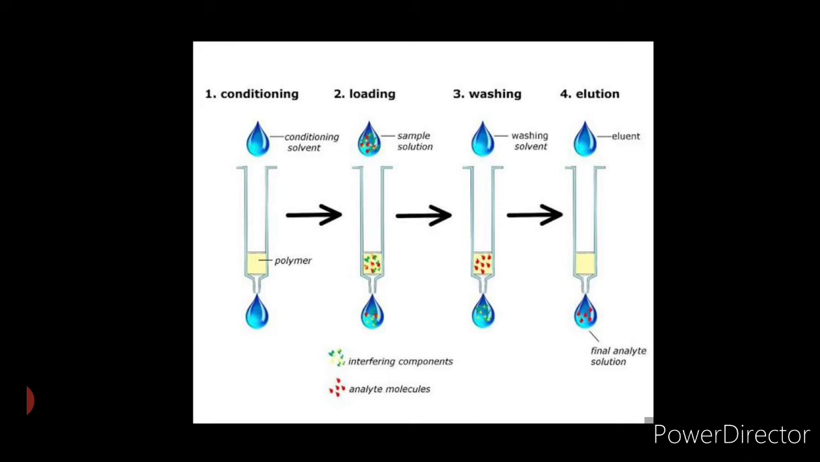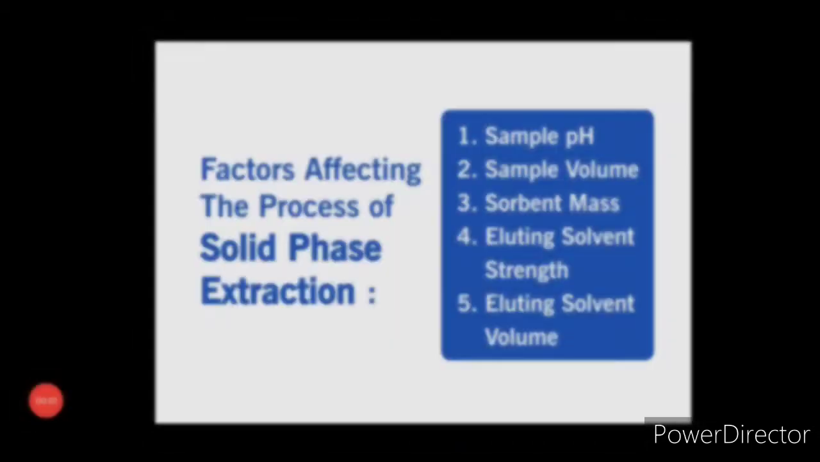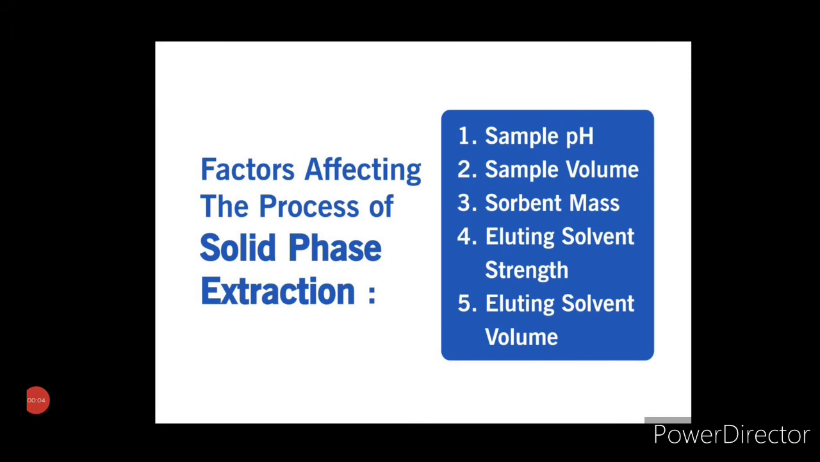So today, the topic that is the factors that affect the process of solid phase extraction is basically the extension to what I have already discussed in the solid phase extraction video. So without further ado, let us all understand what are the factors that affect the process of SPE, that is solid phase extraction technique. There are 5 factors that affect the process of solid phase extraction. They are first, sample pH, second, sample volume, third, sorbent mass, fourth, eluting solvent strength, and fifth, eluting solvent volume.